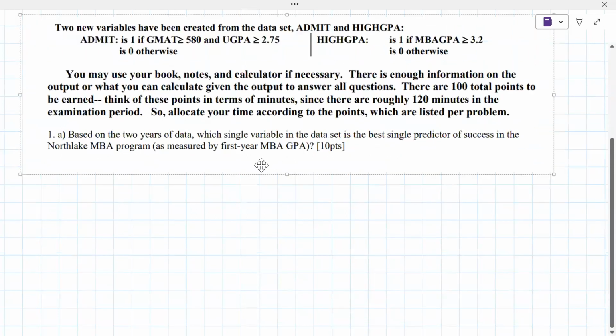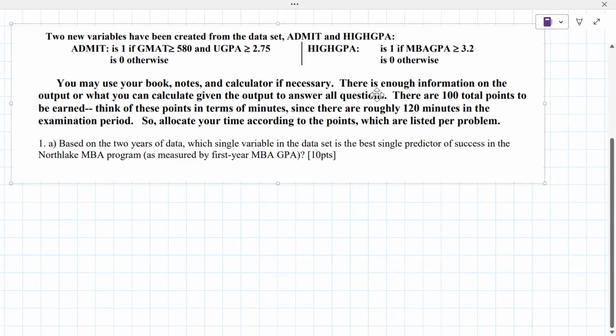It's referring to some sort of data set that I can see there. Based on the 2 years of data, which single variable in the data set is the best single predictor of success in the MBA program? So there's almost no way to do that without this data set that we're talking about here. Do you have any idea what they're referring to here?